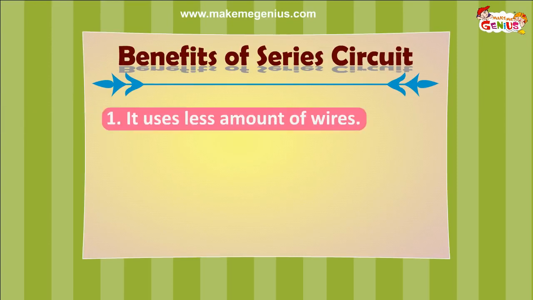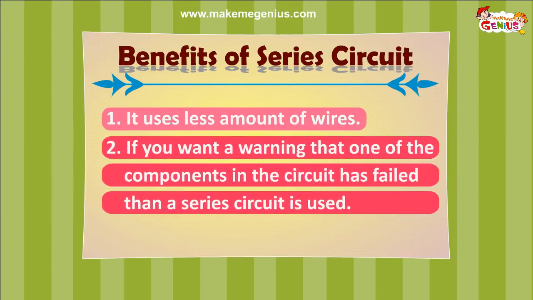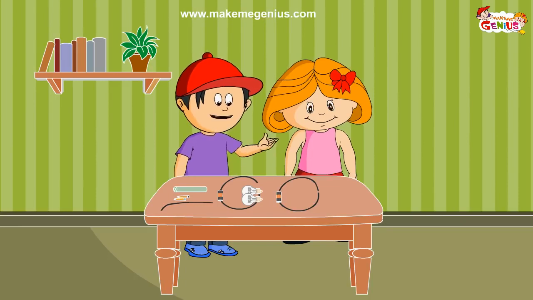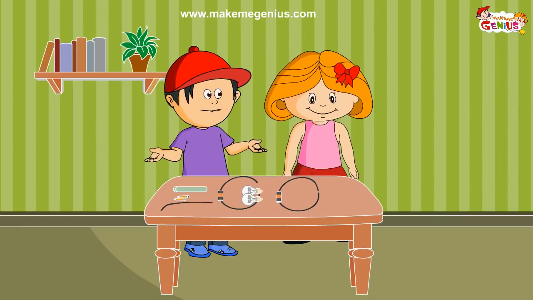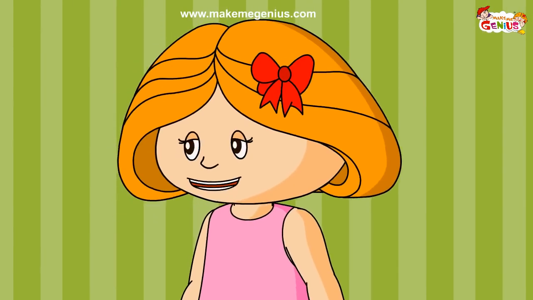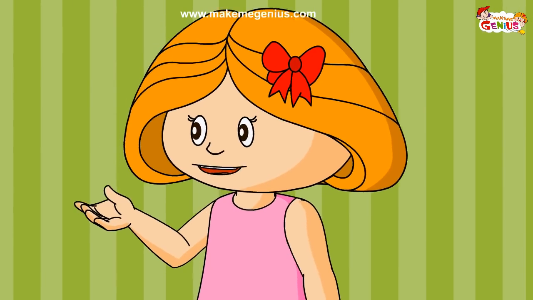There are two benefits. One, it uses a smaller amount of wire, and the second advantage is that if you want a warning that one of the components in the circuit has failed, then the series circuit is used. Now I understand all about this simple circuit. Can you make a parallel circuit? Oh yes, let's make a parallel circuit for you.